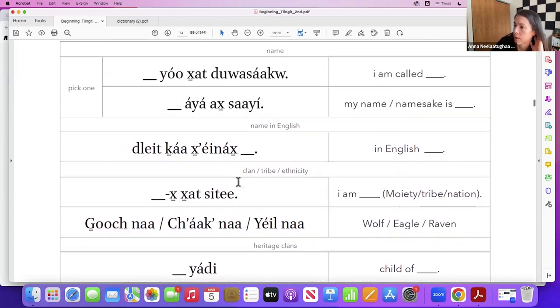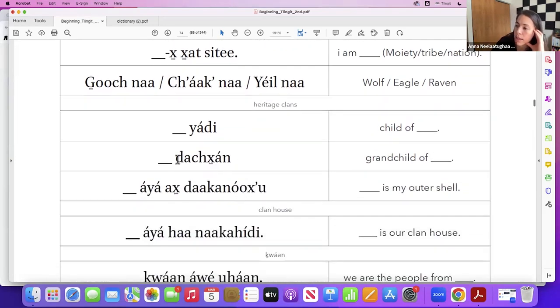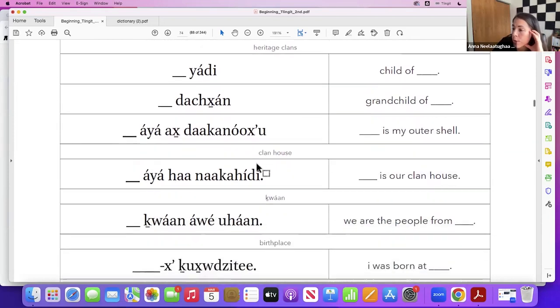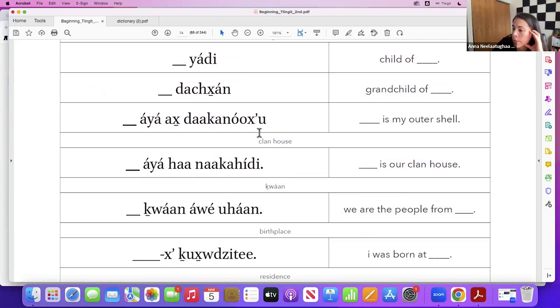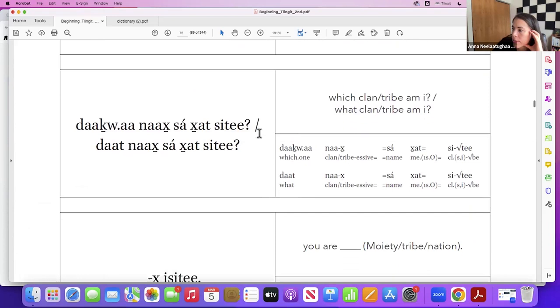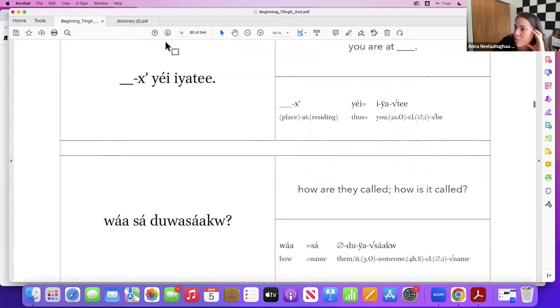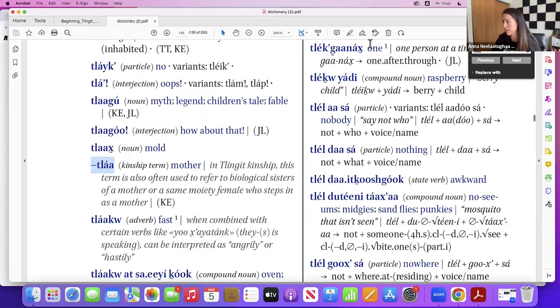If you see people who are of the Tequedi and your grandmother was Tequedi, you can use these. So you would say Tequedi Dachchen, I'm the grandchild of the Tequedi. Dakanuku. Okay, let's look in the dictionary because I thought it would have. One of these pages has the relationship, but let's look in the dictionary. Dakanuku.